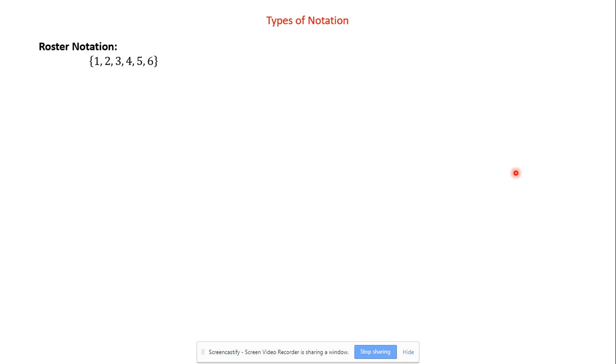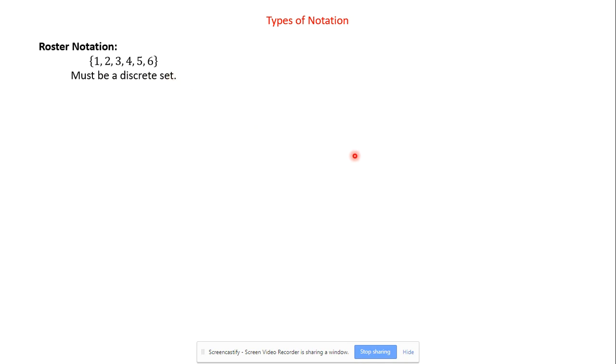So roster notation is really easy, really simple, but it must be a discrete set. You cannot use it for a continuous set. So you can't use it if you mean for all the real numbers or all the rational or irrational numbers. Because as we list out the dice outcomes, it does not include 2.1. It includes 1, 2, 3, 4, 5, and 6.